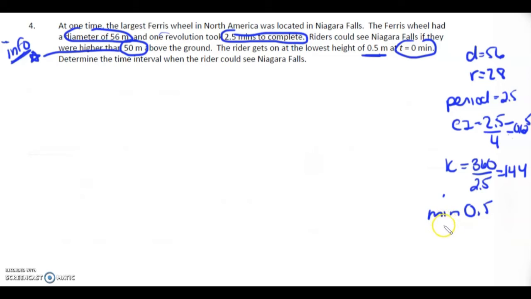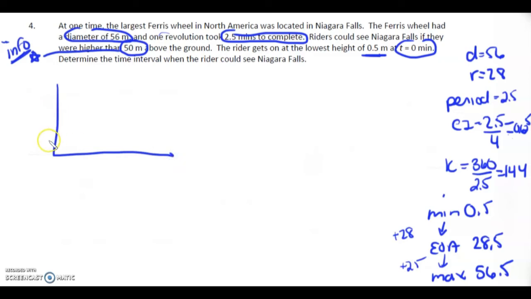So I'm going to put equation of axis. I'm going to add the 28 because I'm going to add the radius, and then I'm going to add the radius again, and I'm going to get to the max. Okay, so 28.5 plus 28, we're going to get 56.5. So if I just wanted to sketch it, and this is a rough sketch, I'm not including everything, okay? So minimum, equation of axis, maximum, equation of axis, min. Okay, that's what that's going to look like loosely.